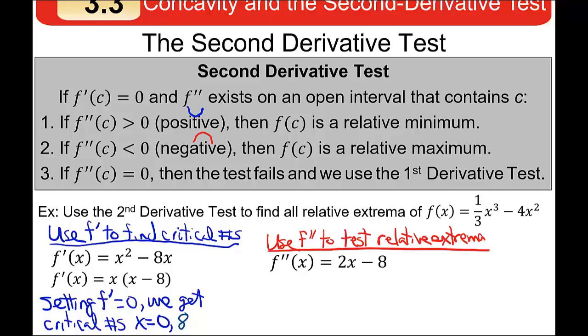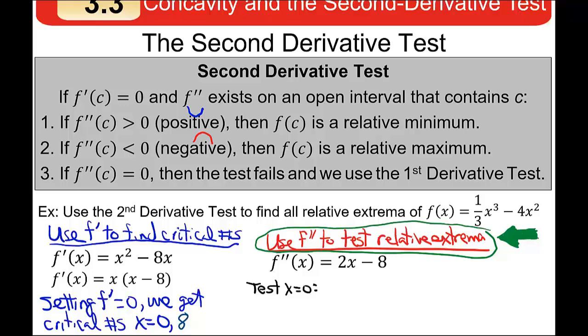Now, we're going to use that second derivative to test our critical numbers if we're going to do it by the second derivative test. Remember, the second derivative is the test function to test for concavity, which tells you whether you have a max or a min. If you're concave up, that's a minimum. If you're concave down, that's a maximum. That's the first two cases of the second derivative test there. The third case is when you get exactly 0, and that's the case where the test fails.